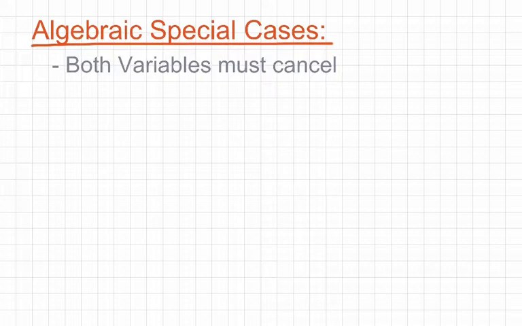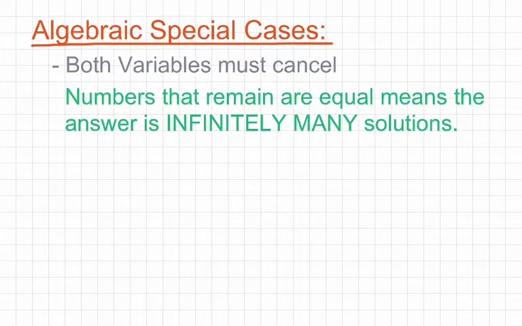If the numbers you have left are equal to each other, then it's going to be infinitely many solutions. So again, variables cancel on both sides. If the numbers that remain are equal, that means the answer is infinitely many solutions. An example of that would be something like you get done with your problem and -3 equals -3. If that happens, that is infinitely many solutions. If it's 17 equals 17 or 52 equals 52, if the two numbers are equal, then it's infinitely many solutions.